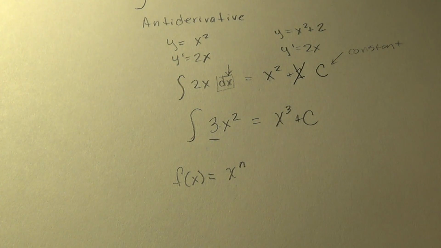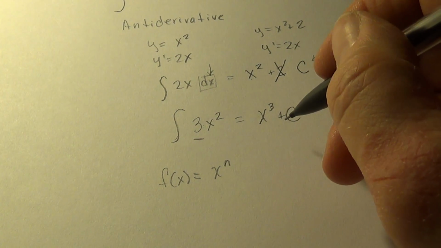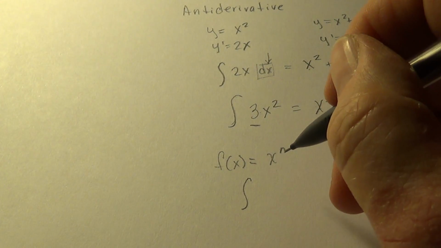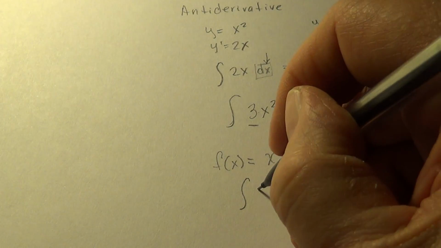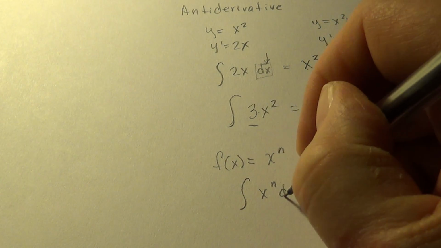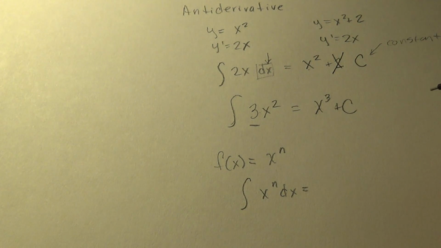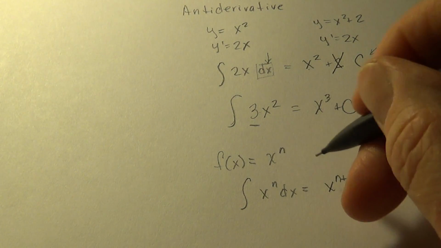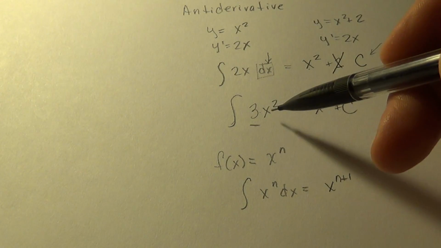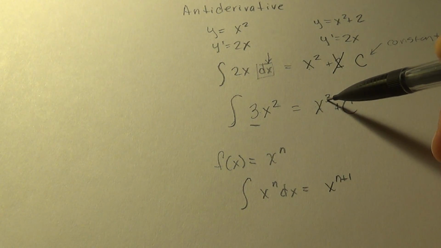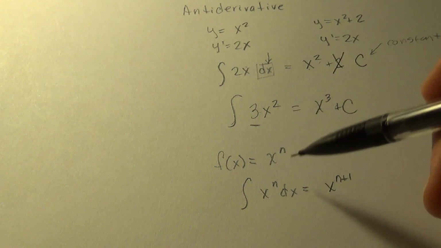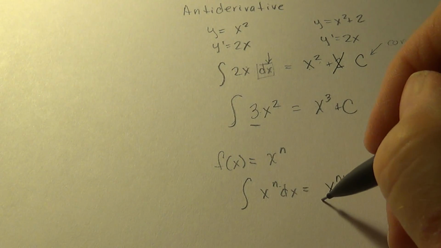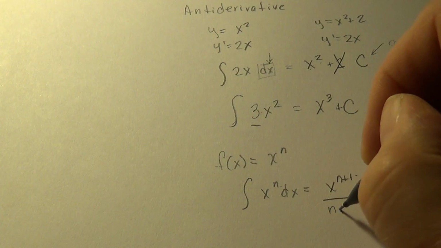And we're going to use the power rule for antiderivatives by saying the integral of x to the n dx equals x to the n plus 1, notice that relationship. The 2 here became a 3. The 1 here became a 2. So the n here becomes an n plus 1. And it's going to be divided by n plus 1.